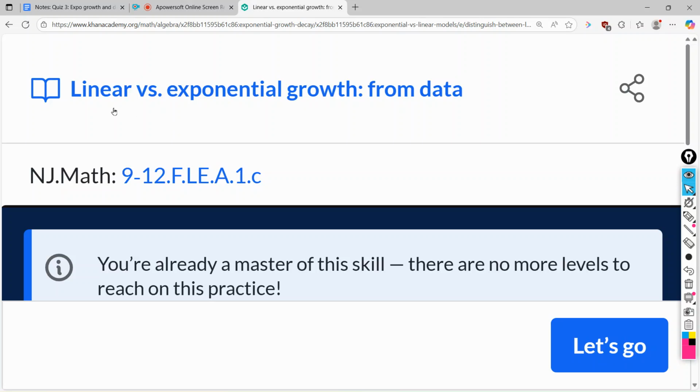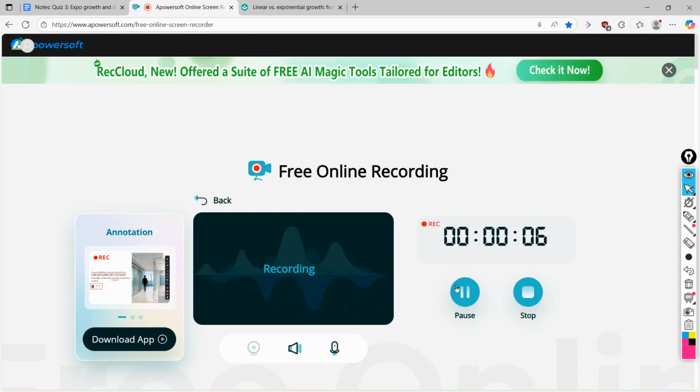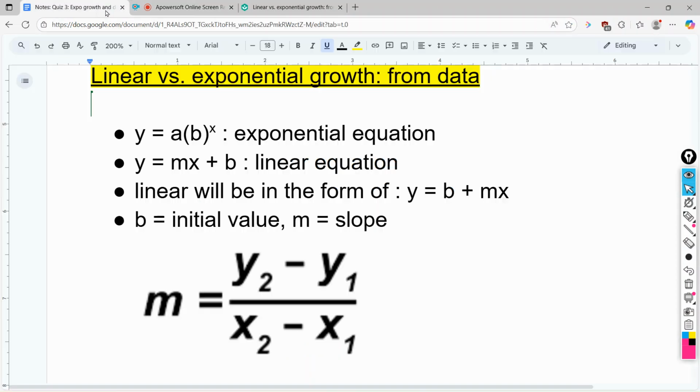This will be for the Khan Academy exercise, linear versus exponential growth from data. All right, so we've been over the exponential equation plenty of times, y equals a times b to the power of x. Now, we also have to deal with the linear equation, y equals mx plus b.